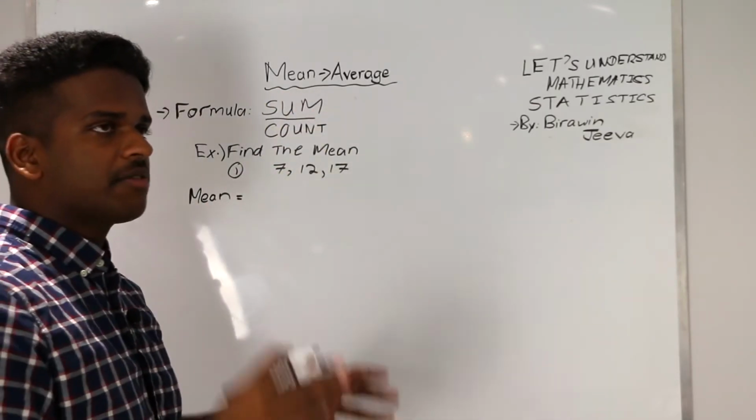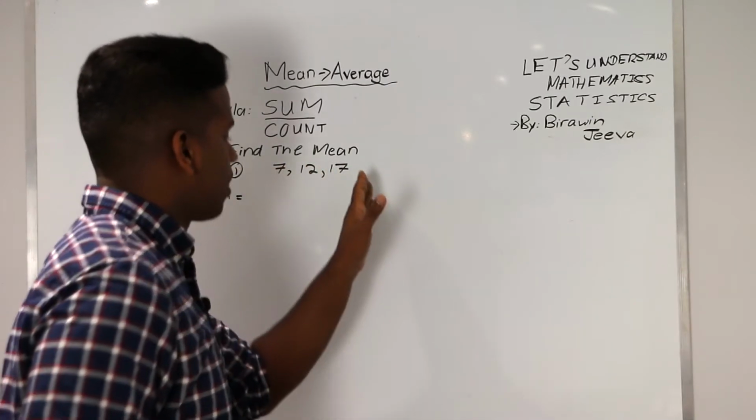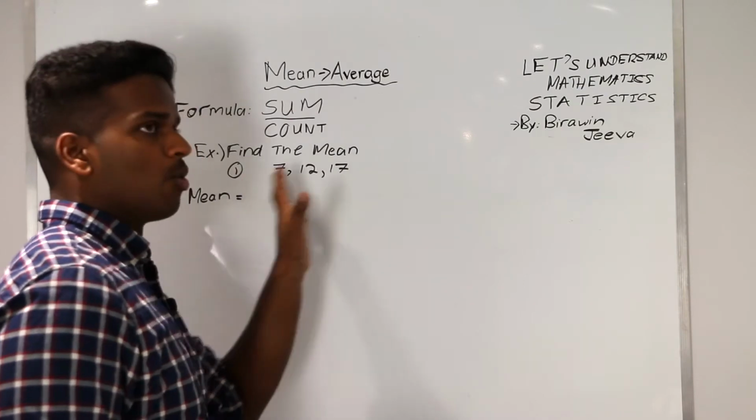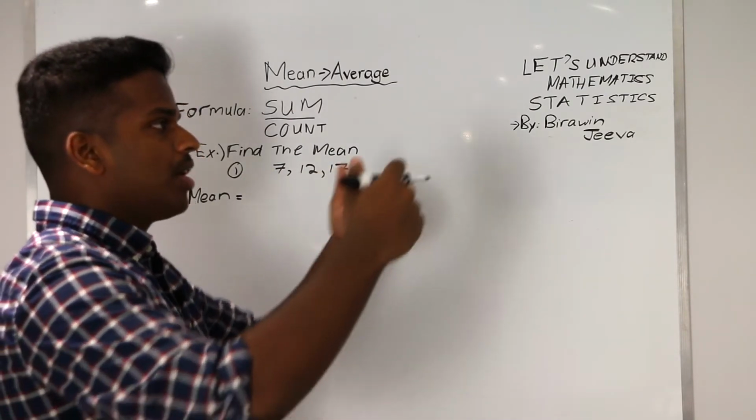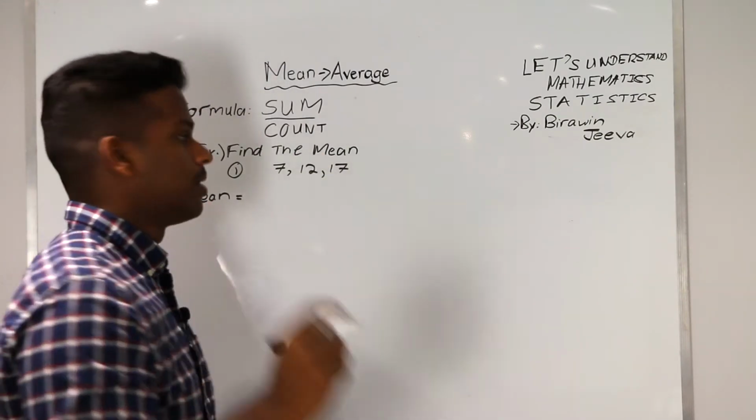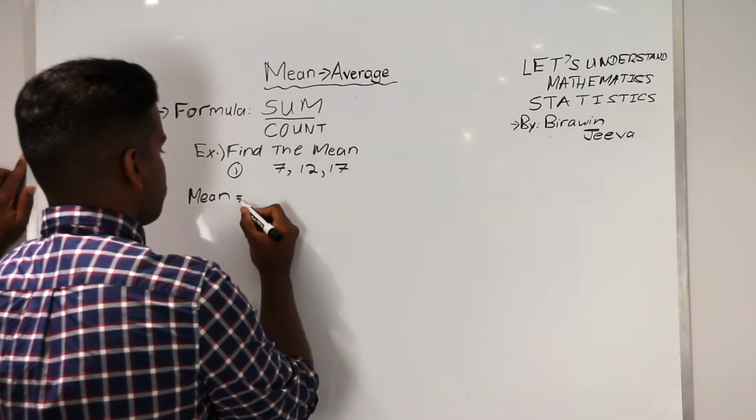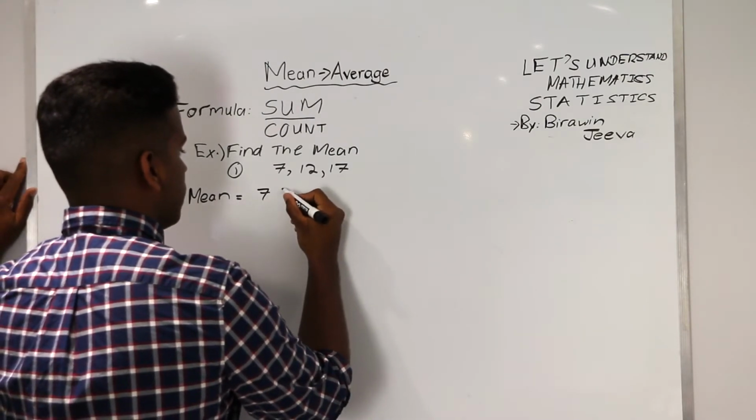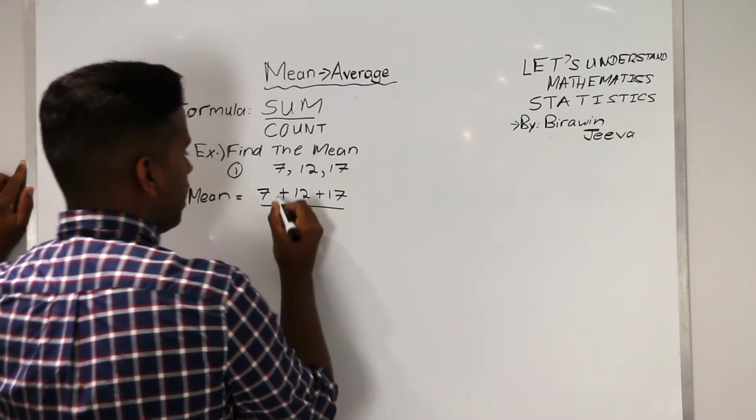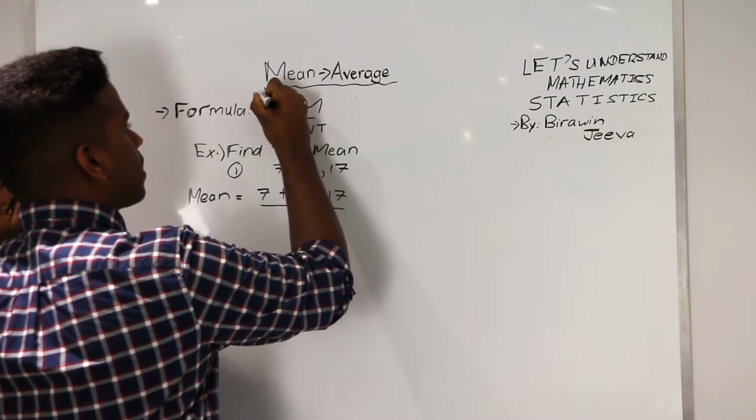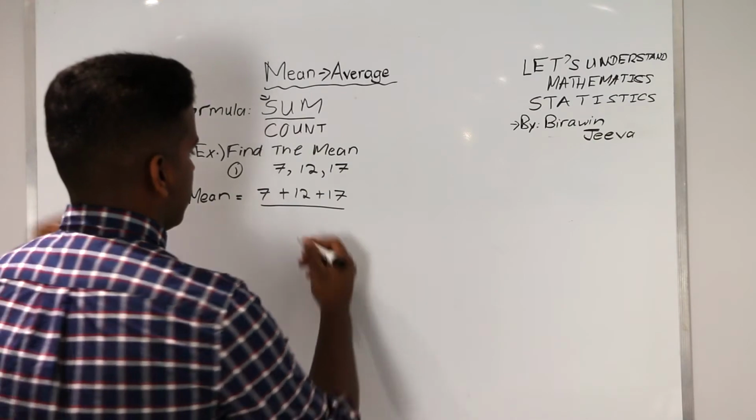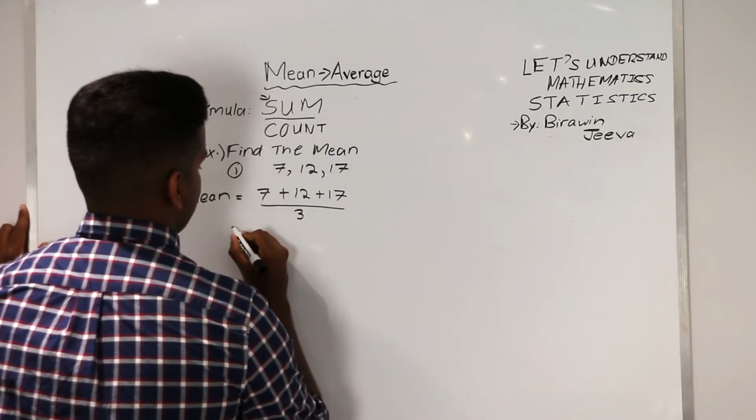Sum means we have to add all the numbers we have in this numerical data set, or in this list of numbers. In a list like this, where you have more than one number, you add each of the numbers, and you divide it by how many numbers there are in that list. So we add all the numbers: 7 plus 12 plus 17. The total will give us our sum. And how many numbers are in this list? 1, 2, 3. That shouldn't be too hard.